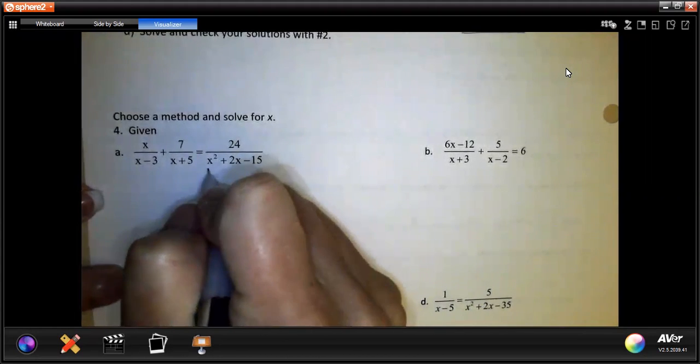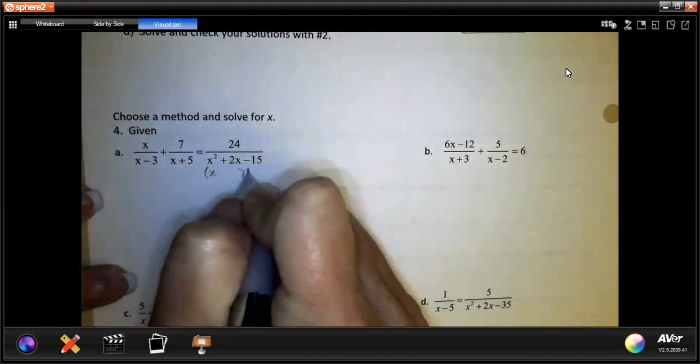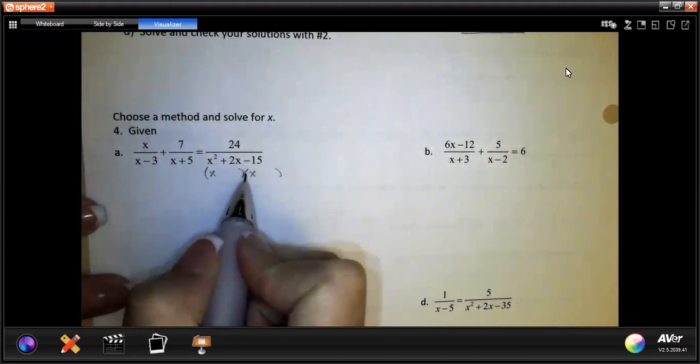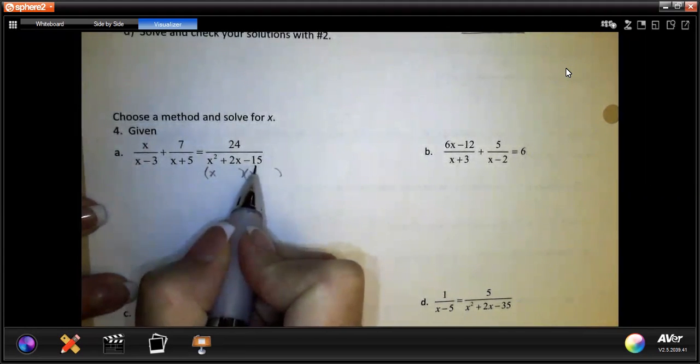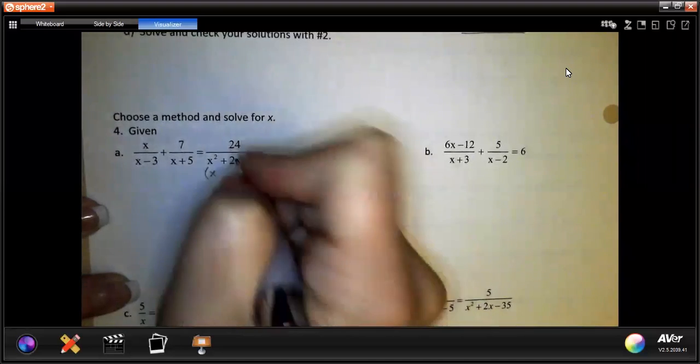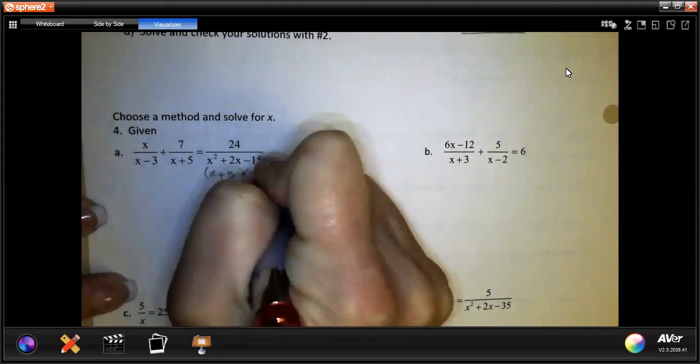To clear the denominator, first we simplify this, so we're going to want factoring, our friend in this unit, makes things easier. So we look for what multiplies to be negative 15 and adds to be 2. And that is a positive 5 and a negative 3.